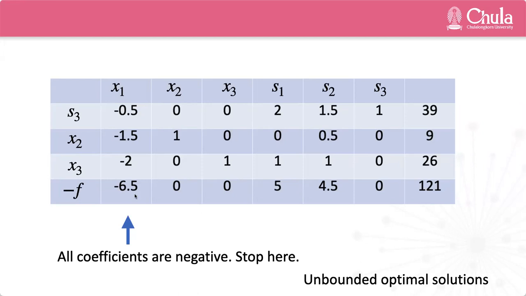Still, we have negative coefficients in the objective function. However, the coefficients of x1 in each constraint are negative. So we stop here. And remember that when we have this similar situation, this case is an unbounded optimum solution.